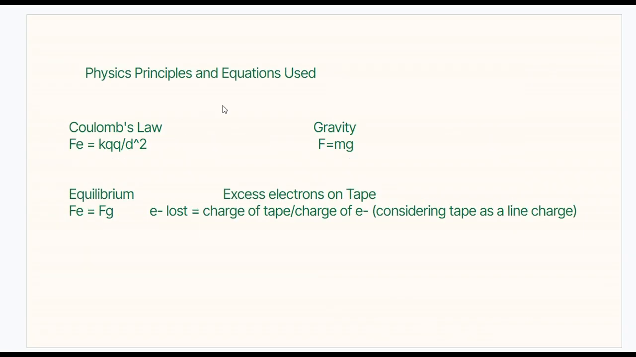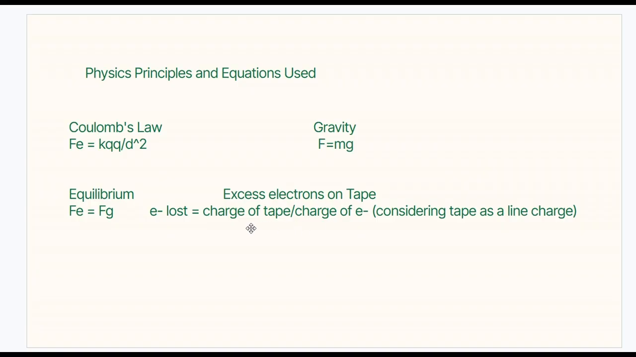So the physics principles and equations that we used were, first of all, Coulomb's law, which is just the force of the electrostatic attraction or repulsion is K, a constant, times the charge of each divided by the distance between them, squared, inverse square law, of course. And then there's equilibrium, just saying that the force of the electrostatic attraction overcame the force of gravity or balanced it out, so they should be equal at some point. Gravity equals F equals mg, of course.